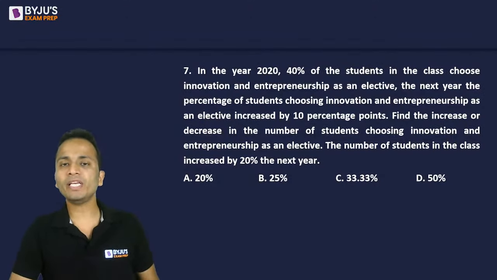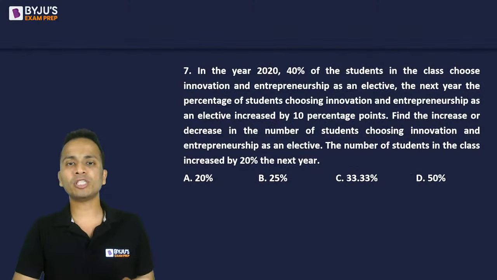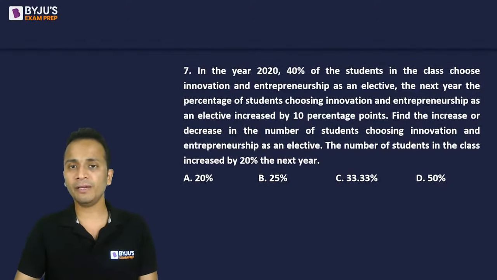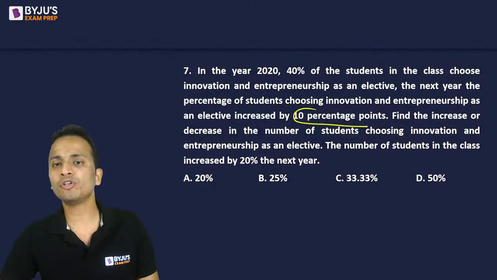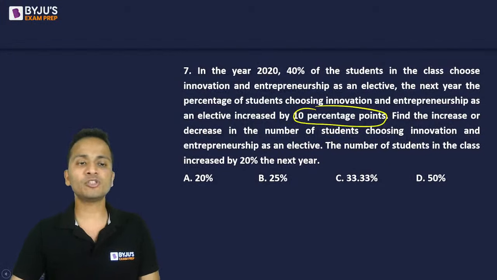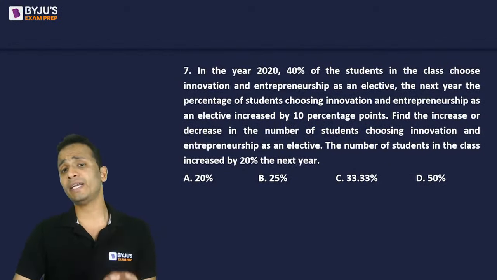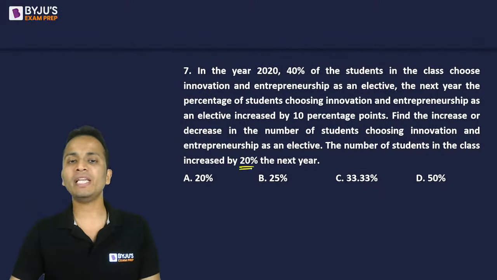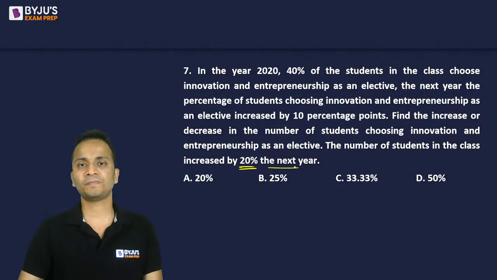In the year 2020, 40% of the students in a class chose innovation and entrepreneurship as an elective. The next year, the percentage of students choosing innovation and entrepreneurship as an elective increased by, this is important, 10 percentage points. It has not increased by 10 percentage, it has increased by 10 percentage points. Find the increase or decrease in the number of students choosing innovation and entrepreneurship as an elective. The number of students in the class increased by 20 percentage in the next year.